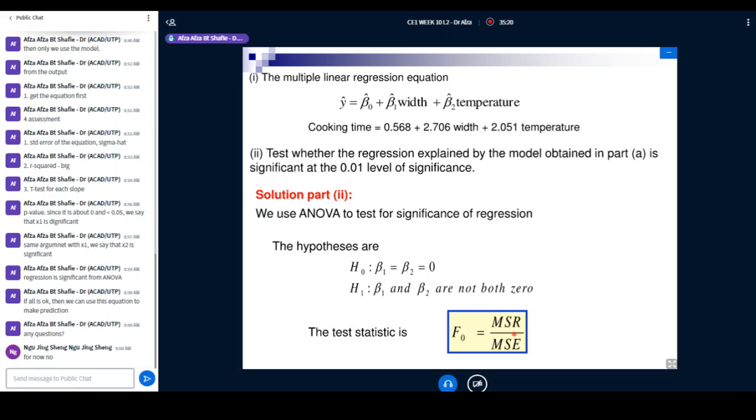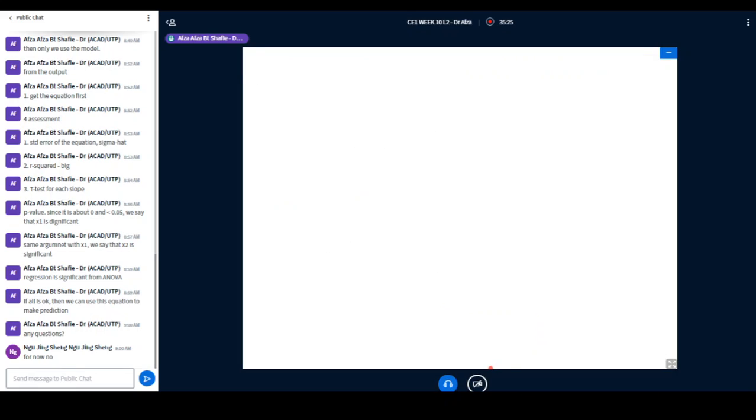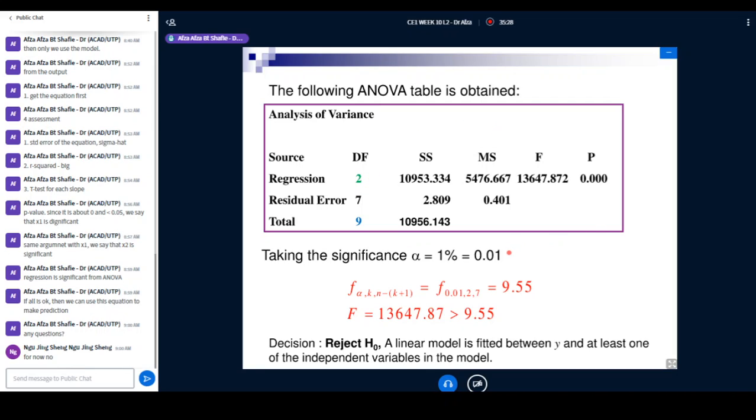Then once I got this, if I do not know the p-value, what I'll do is, because the significance is 0.01, I read that from the table. So alpha 0.01, k is 2. This is always the degree of freedom for the error. So I get a value of 9.55. Of course, the value that I get is bigger than 9.55. So that means I will reject my H naught.